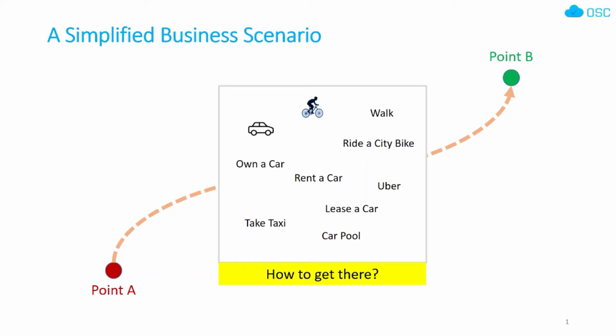Let's start with an oversimplified business scenario. From point A to point B, that's the requirement. So how do we get there? Usually you look at the different options. I use this as an example to demo the idea behind the hybrid approach. You could have different ways to go from point A to point B. You can own your own car and drive it, you can rent a car, you can even walk. Different options, and the hybrid approach is exactly like that.